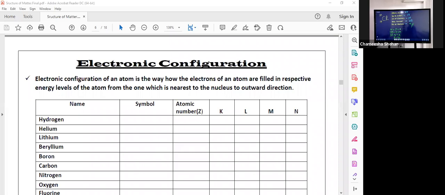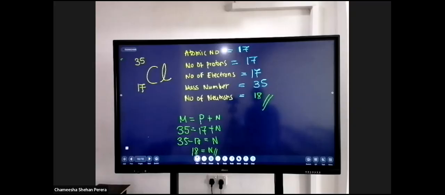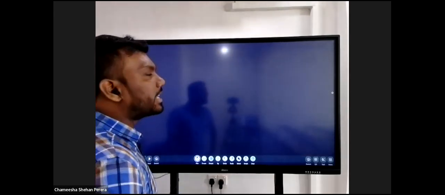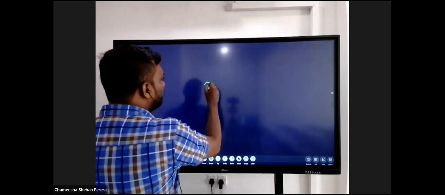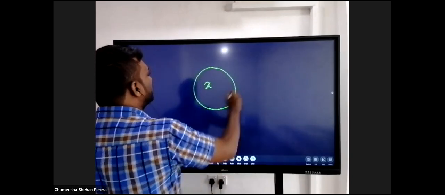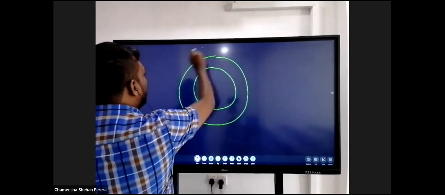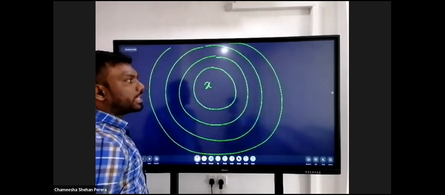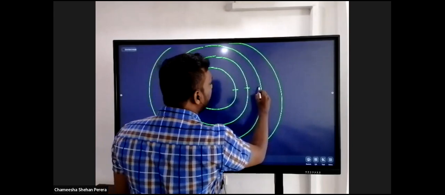Every atom has main 4 energy levels: K, L, M, N. So the electrons of each atom should be filled in these energy levels.